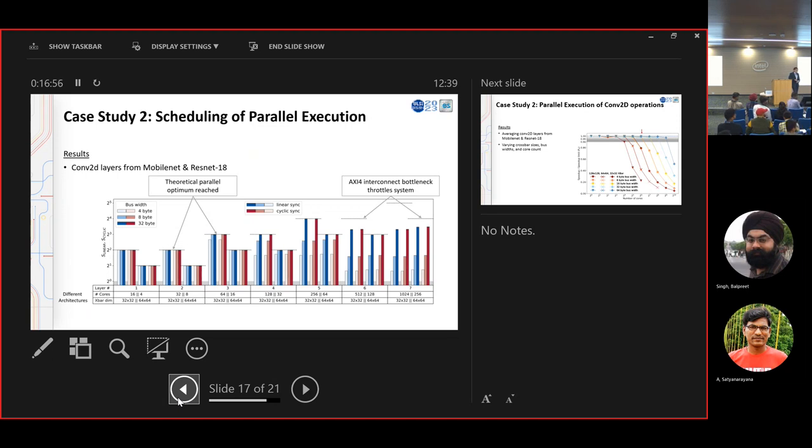These are simulation results, correct? Yeah. Are these fully weight stationary or partially weight stationary? No, fully weight stationary. Yeah.